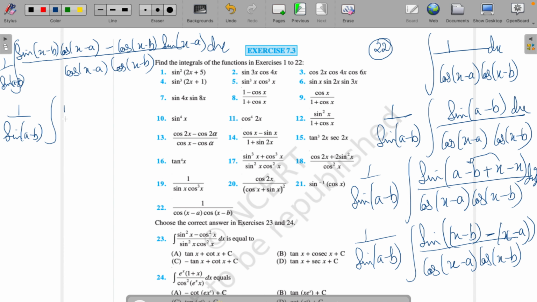So we get tan (x minus b) dx minus, again, integration. Again with the integration we will get sine (a minus b), and again when we separate out, this and this get cancelled and we get tan (x minus a) dx, and you know integration of tan x, right, children? So this is how you will complete exercise 7.3.